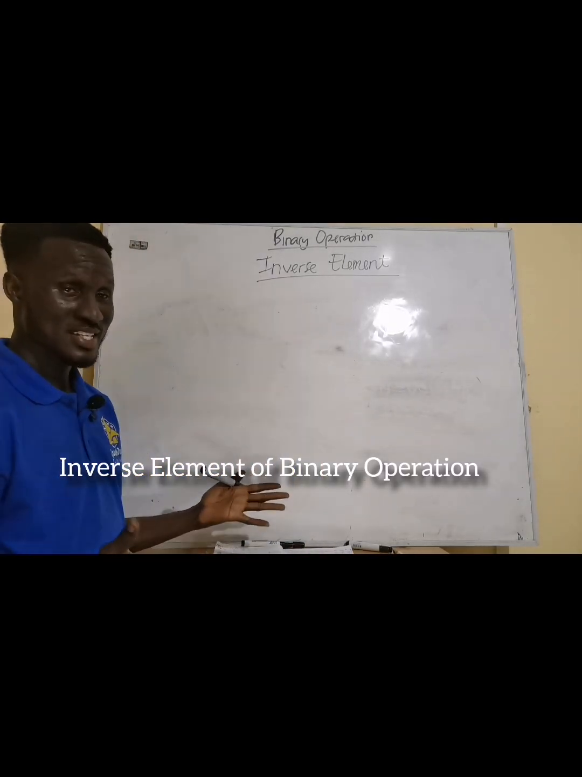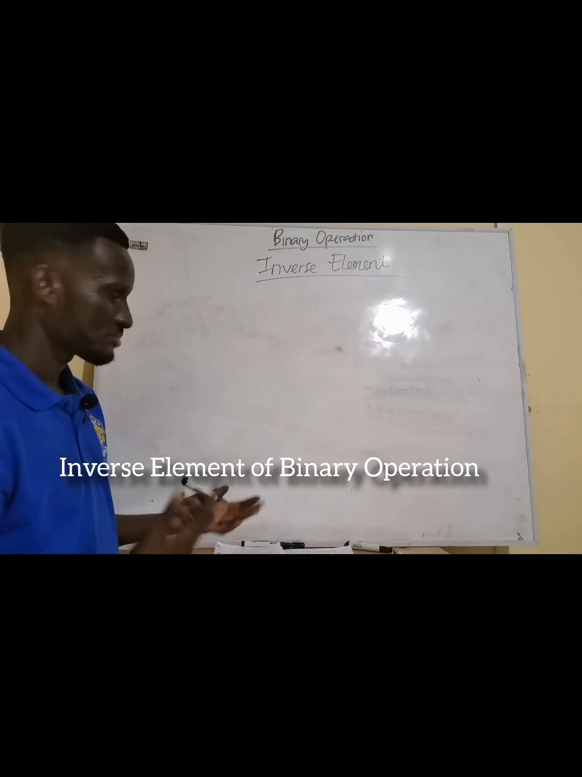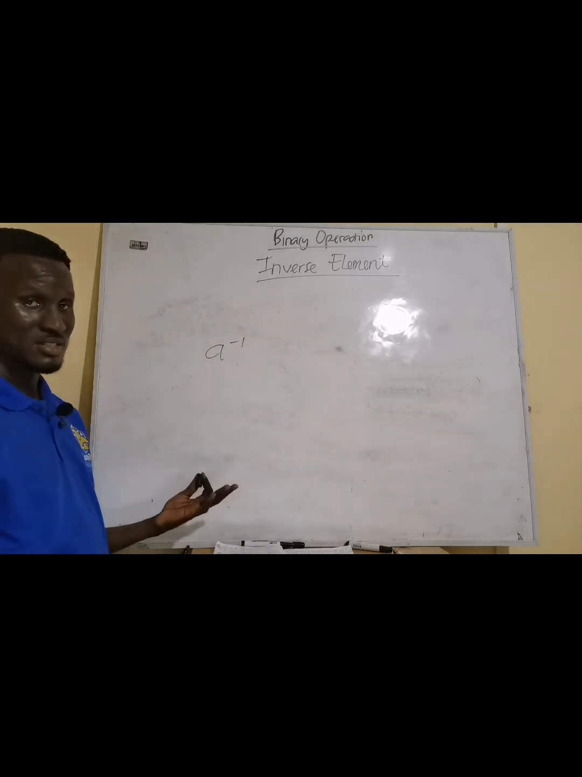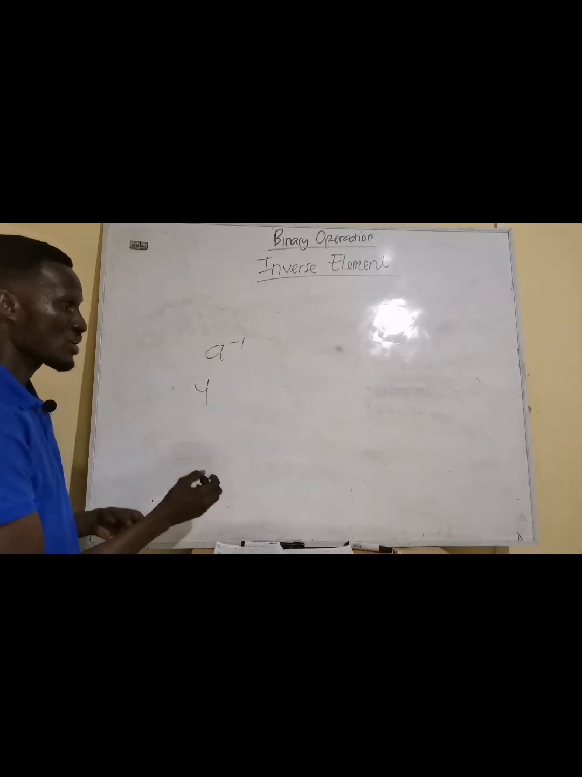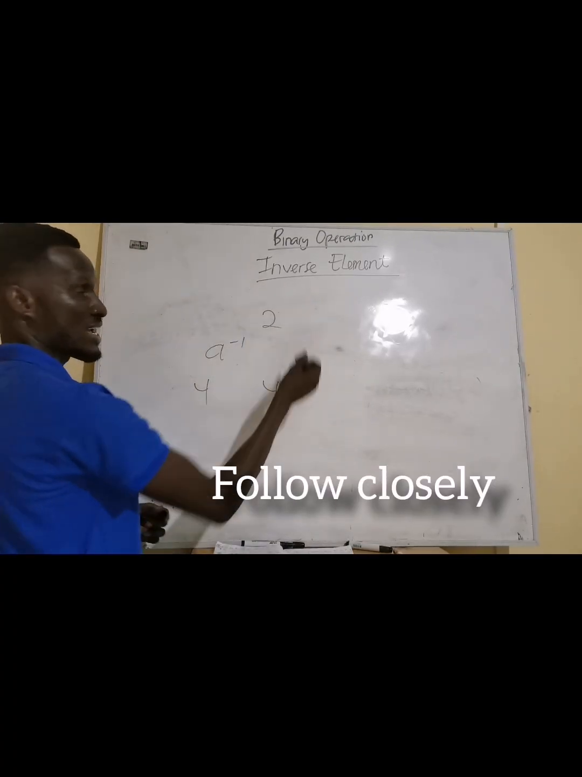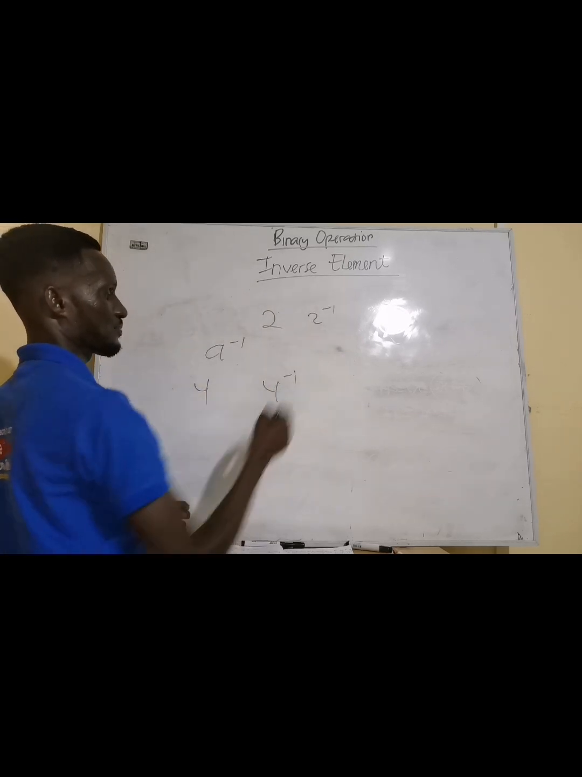Now, inverse element. If you want to talk about inverse, what is an inverse? Indices. Inverse is anything exponent negative 1. So if I have 4, the inverse of 4 is 4 exponent negative 1. If I have 2, the inverse of 2 is 2 exponent negative 1.